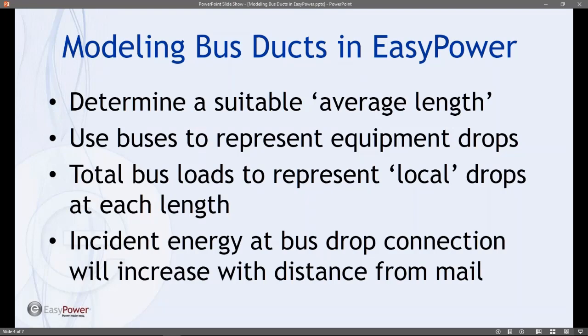The total bus load represents local drops at each length. So we're effectively lumping the loads, averaged and located at these average lengths. I'll talk more about that. It's easier, I think, when you see the example. The incident energy at the bus drop connection will increase, and that's where the real hazard is. It's nice to see with the EasyPower tools effectively what that means.